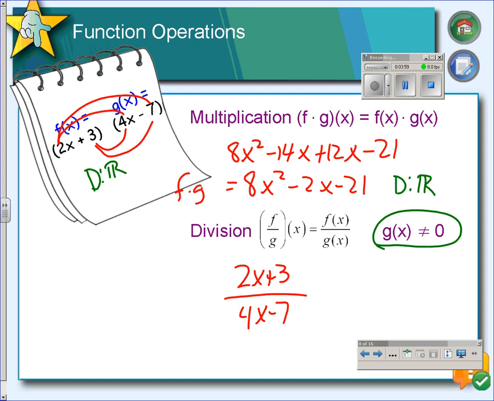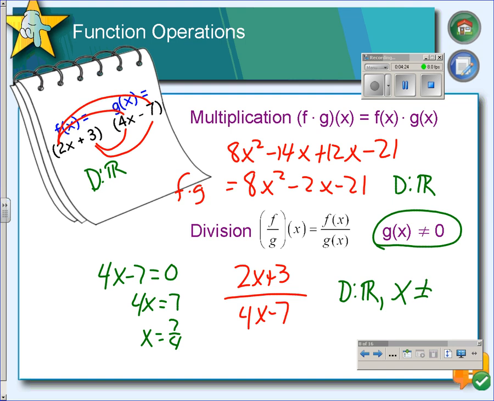So this domain is going to be limited. We start out with all real numbers because they're both linear, but whatever makes this denominator equal 0 is something we would not be able to calculate. Therefore, it's not included in the domain. So the domain is going to be everything except 7/4. So domain is all real numbers, except x cannot equal 7/4. Because when x equals 7/4, we would be dividing by 0, and that is not possible.